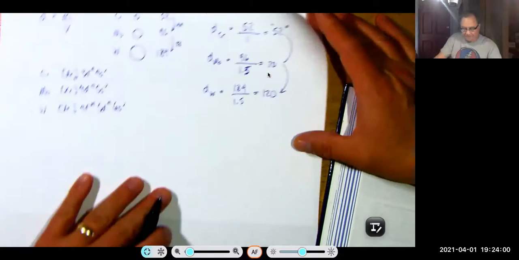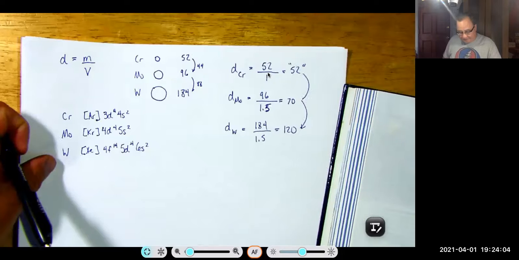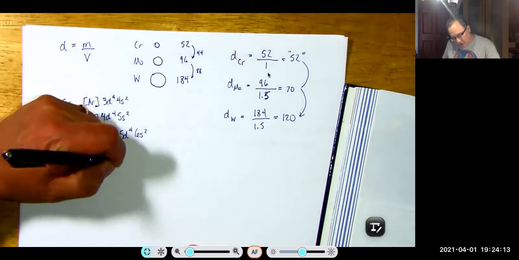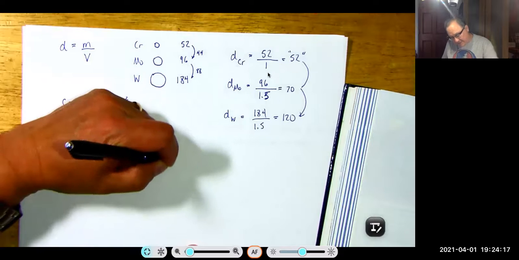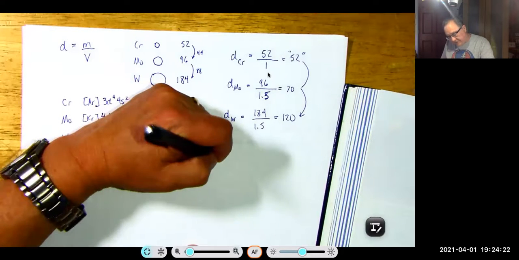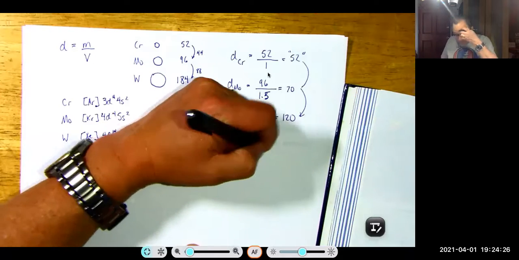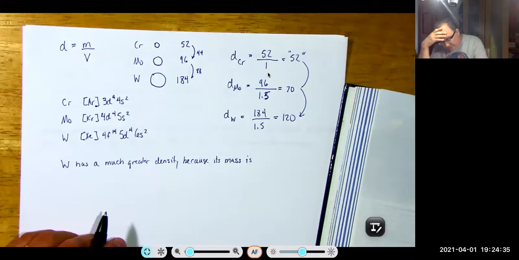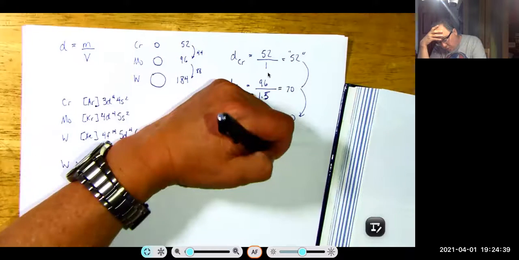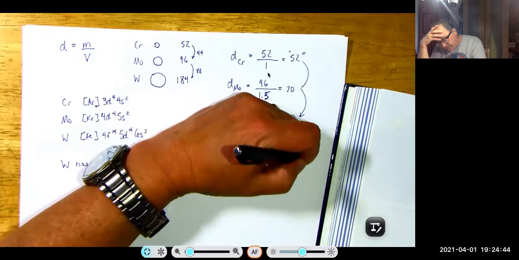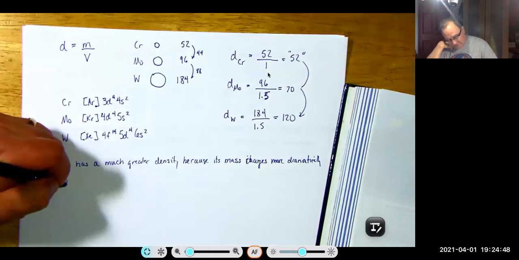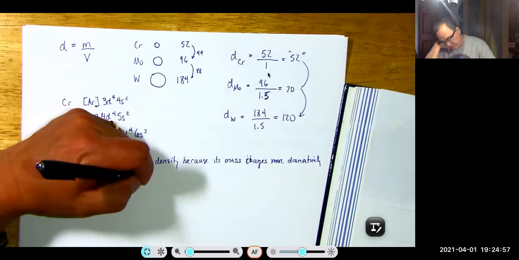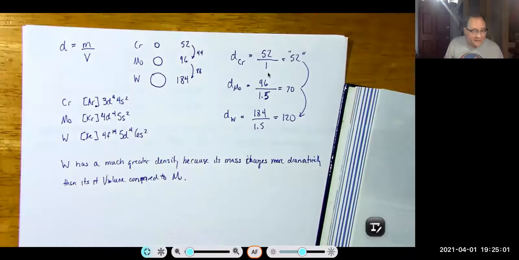So how do we put this in words? The words would be something like this. Tungsten has a much greater density because its mass changes more dramatically than its volume compared to molybdenum. And we would say the same thing about molybdenum compared to chromium.